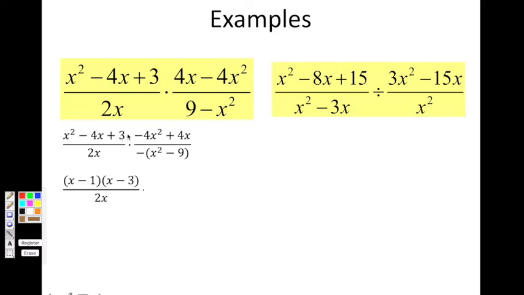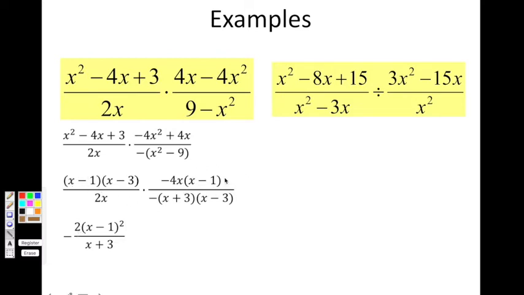So I need to find two numbers that multiply together to equal positive 3 but add together to equal negative 4. So negative 1 and negative 3. Okay, then I can factor out a 4x here. Then I can cross cancel anything that is the same on both sides. So x minus 3 and x minus 3. And then I can reduce here. So 2x can go into 4x 2 times. So I'm left with 2.